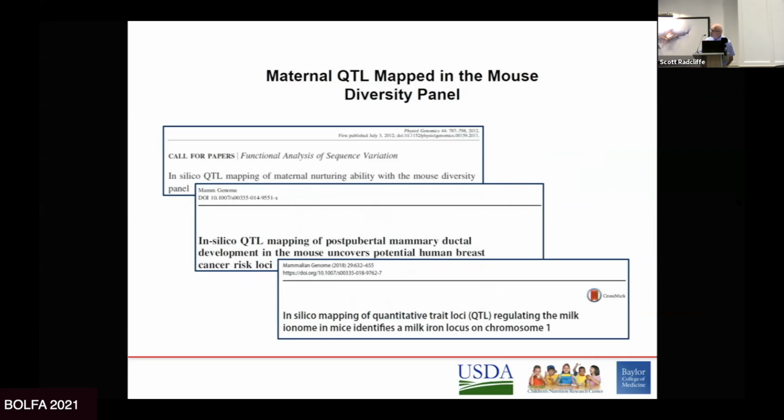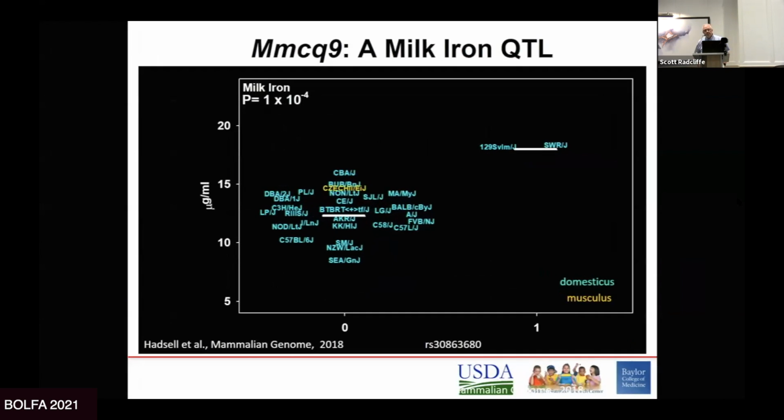And I'm going to spend a little bit of time talking about what we found with the milk mineral analysis that we published most recently. So one of the interesting things that we found right off the bat when we looked at milk iron, this was among a group of 9 minerals that we measured in the milk, was that there was this locus on chromosome 1 shown here. We referred to it as MMCQ9. It's actually mouse milk mineral composition QTL9.